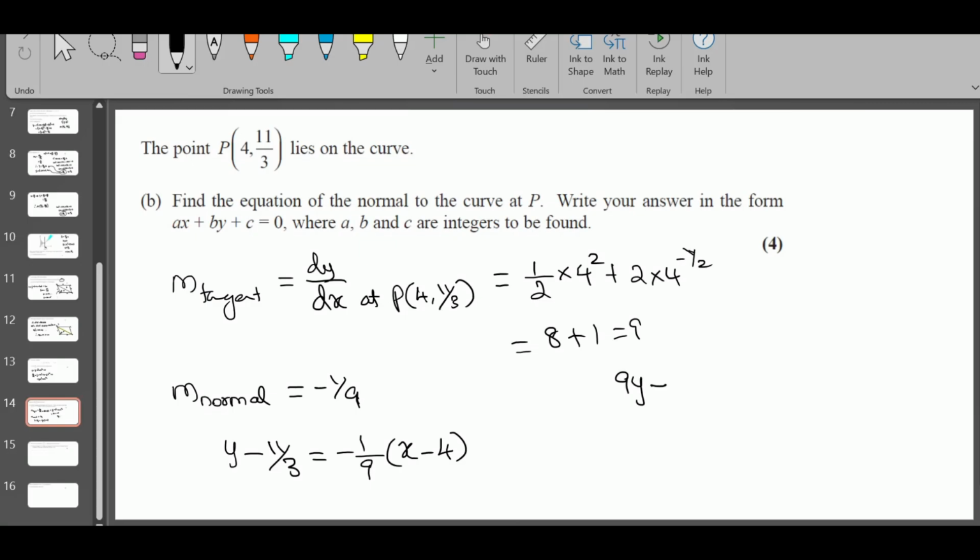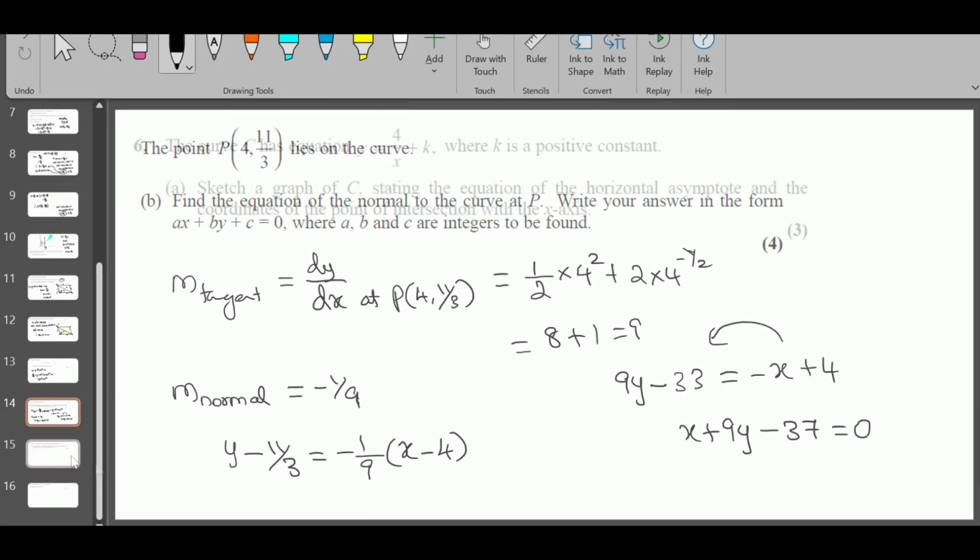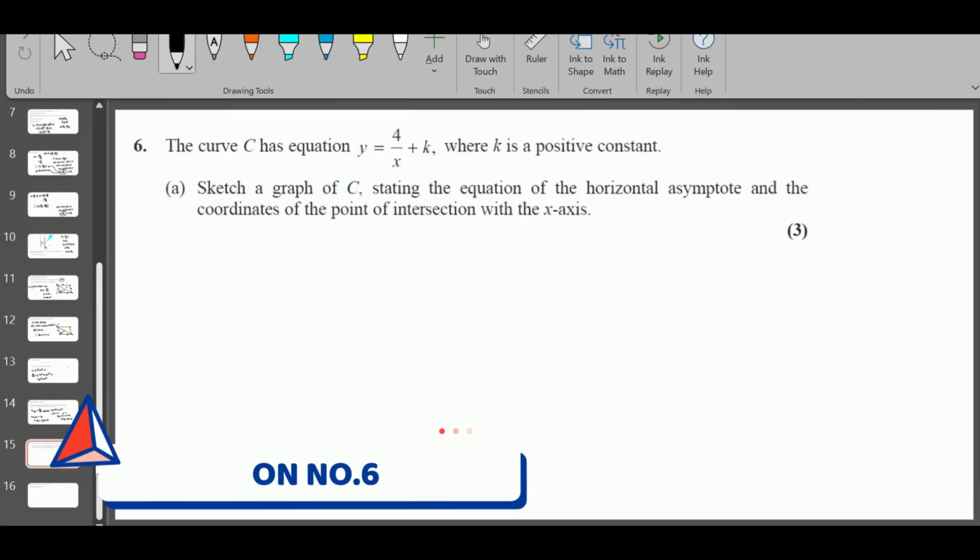9y minus 9 times 11 over 3 is 9. 3 can be cancelled. So 33 is equal to minus x plus 4. Move everything this side. x plus 9y minus 37 is 0. That's all.